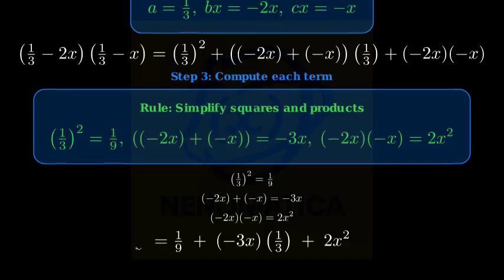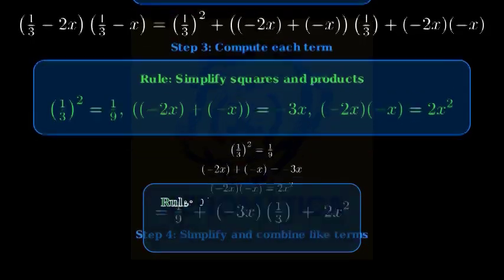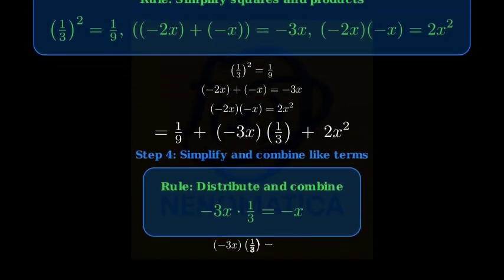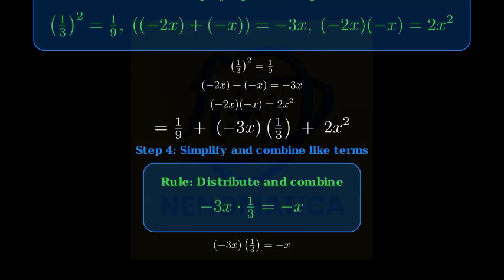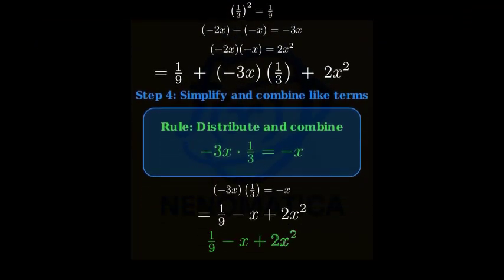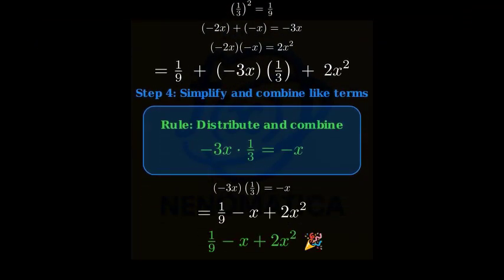In the final step, we'll simplify and combine like terms. When we distribute -3x times 1/3, we get -x. This gives us our final answer, 1/9 minus x plus 2x squared.